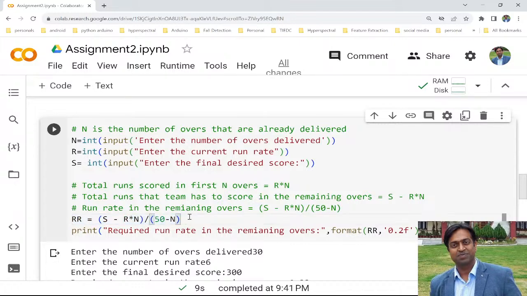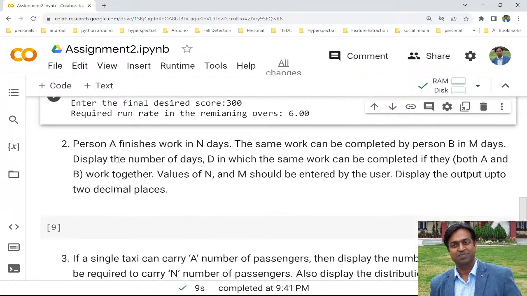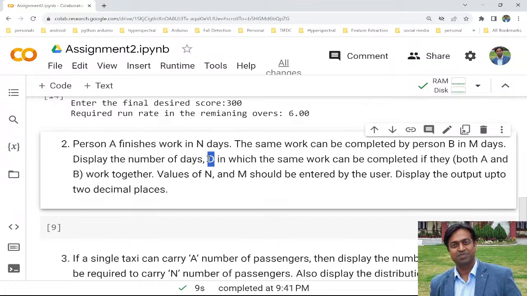Okay, so the next question is this: person A finishes work in n days. The same work can be completed by person B in m days. Display the number of days D in which the same work can be completed if both A and B work together. Values of n and m should be entered by the user. Display the output up to 2 decimal places.